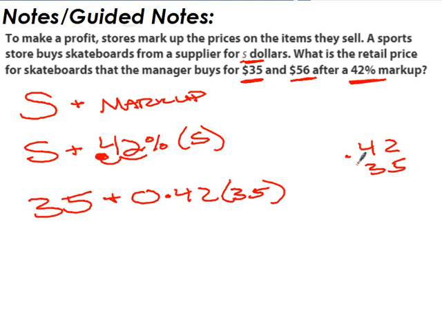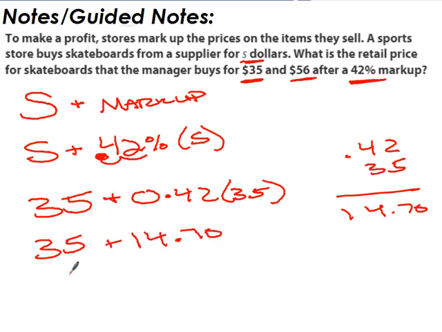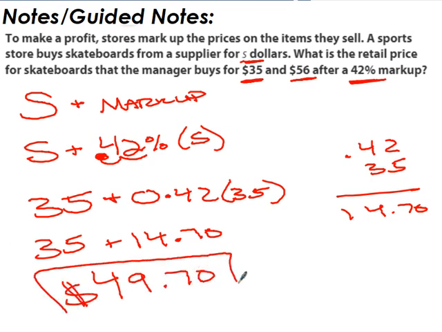Now, I'm working it out in a calculator, and I get $14.70. So what they did is they paid $35 for that skateboard, but now they marked it up by $14.70. By marking it up $14.70, they now are able to make that much profit. So the new price, that means they have to be able to sell it for $49.70. And that's my final retail price. They are applying a 42% markup to the $35 original. 42% times 35 is $14.70. So that's how much they're marking it up by, making a new cost of $49.70. That's one way to figure this out.